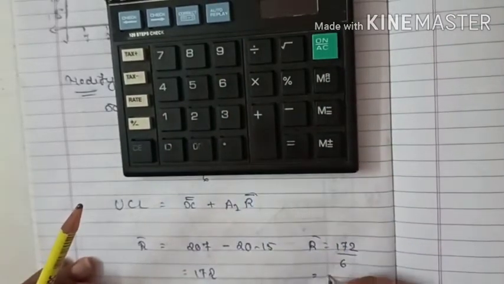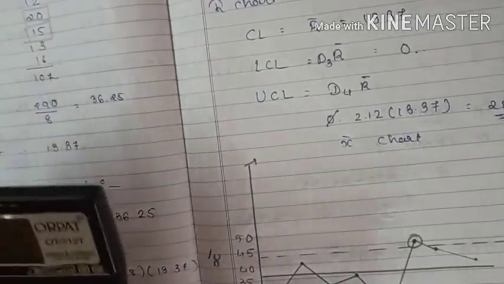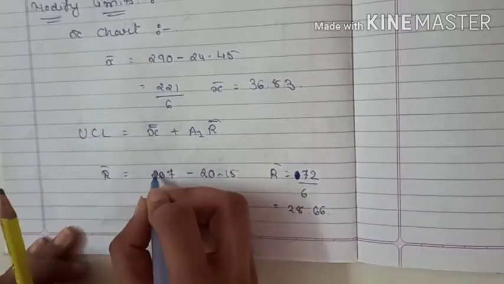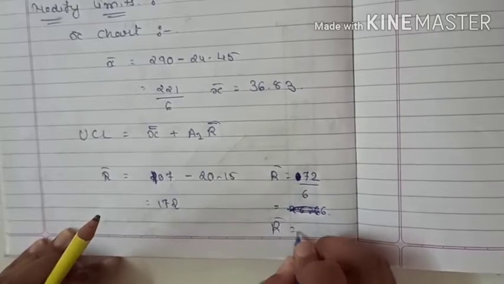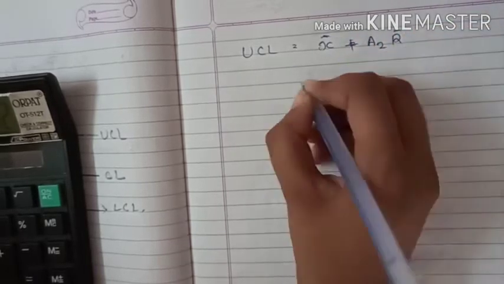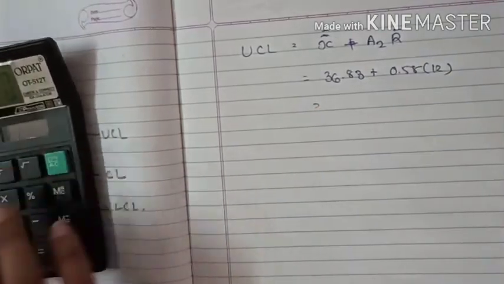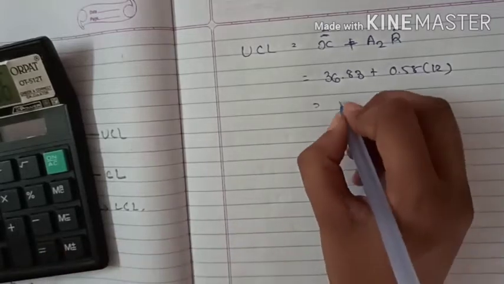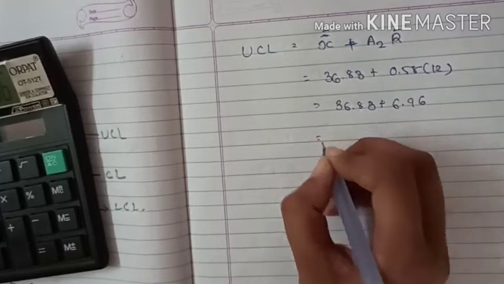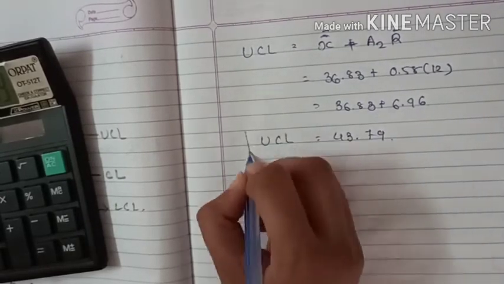It will come to 28.66. Let me check, there is a difference. Sorry, it will come to only 172. Now here it's 107, so R bar equals 12. Now the upper control limit of the X bar is X double bar plus A2 R bar. X double bar is 36.83 plus 0.58 into 12, which is 36.83 plus 6.96. That is 43.79, the upper control limit.